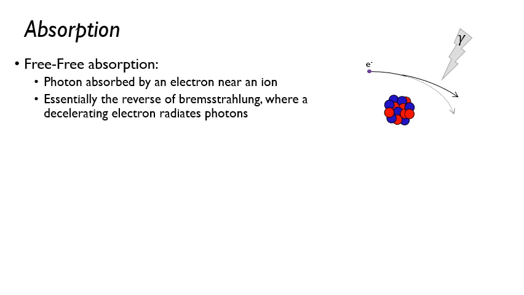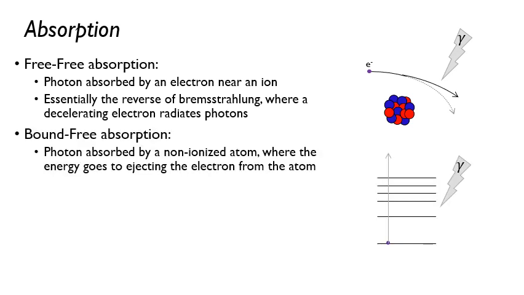One of them is so-called free absorption. So your electron is not bound to an atom at all, so the gas has to be ionized. And basically a photon comes in and the electron absorbs it and gains energy. So that's how the photon is destroyed. It's basically the reverse of bremsstrahlung that you might have read about before.